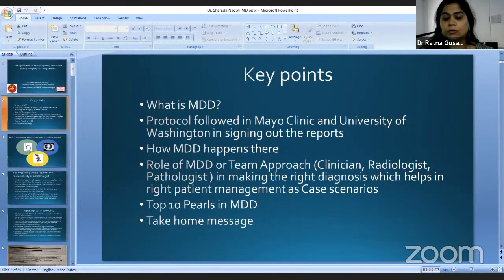So how does this report sign-out happen at Mayo Clinic? The pathologist reviews the clinical notes via the Care Everywhere software, which is a function in the Epic software system. After that, wherever required, especially in second opinion consults, the patient's details are shared via email with the radiologist. The radiologist reviews the images.